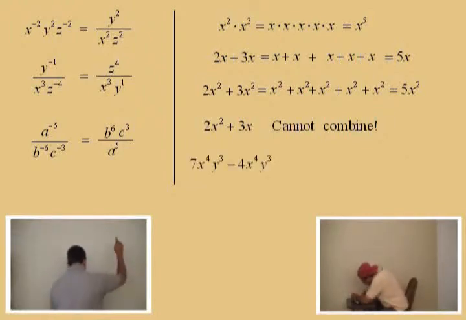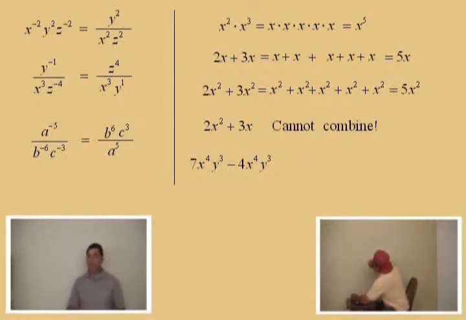7x to the 4th y cubed minus 4x to the 4th y cubed. Now, Charlie, are these like terms? Yes, they are. Very nice, Charlie. Now, remember, when you're looking for like terms, you take the coefficients and set them aside in your mind and make sure everything else matches up. Notice we have x to the 4th y cubed, and the next one is also x to the 4th y cubed. So basically what you have here is 7 x to the 4th y cubeds.